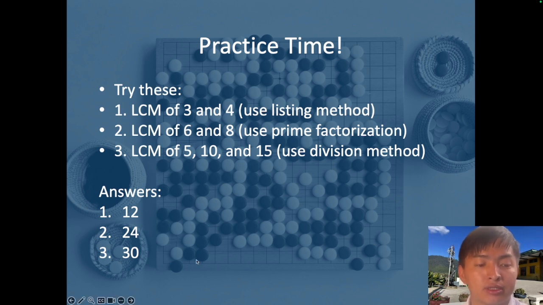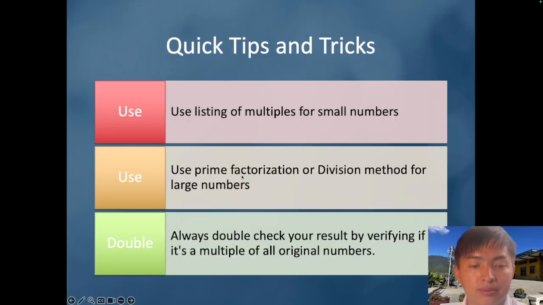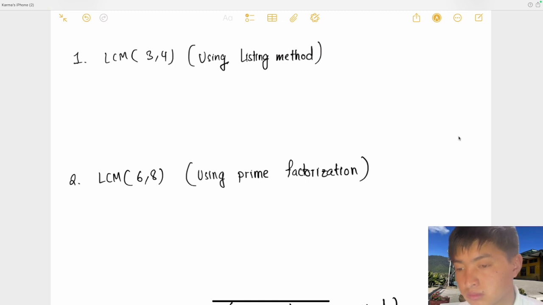I know the answer is already given, and if you do want to try it yourself, please pause the video and do so. Okay, let's solve the question one by one. First, finding the LCM of 3 and 4 using listing method.